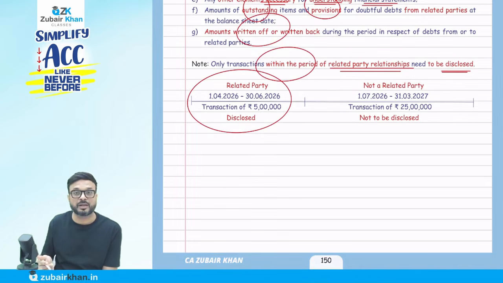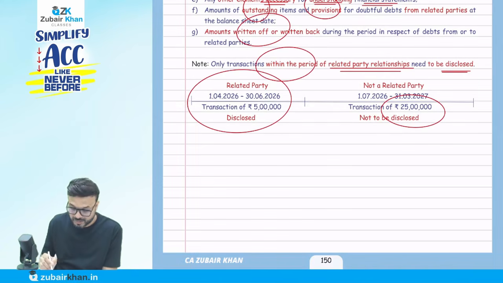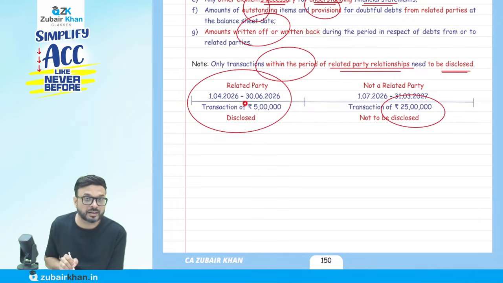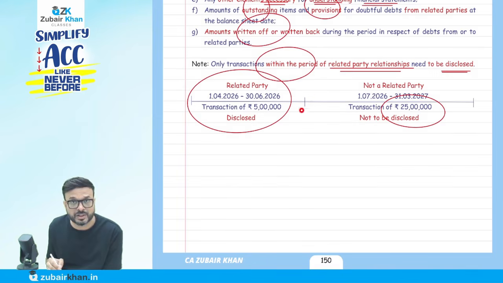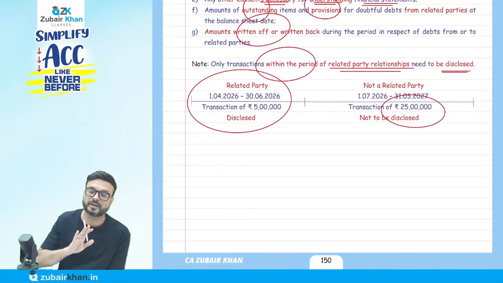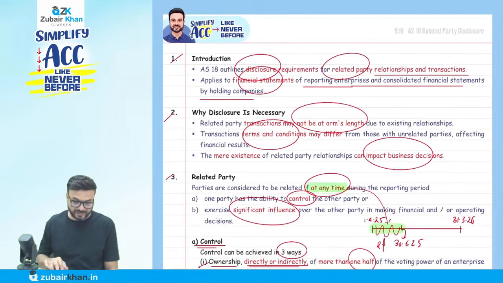Later on, if we are not related and still have a transaction of 25 lakhs, that need not be disclosed, because the relationship did not exist then. For example, I have a subsidiary company and I sold the shares, so the relationship does not exist after this. Those later transactions need not be disclosed, but the earlier ones have to be disclosed because at that time the relationship existed. Okay, this is all about accounting standard 18.